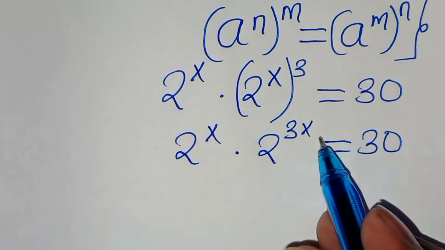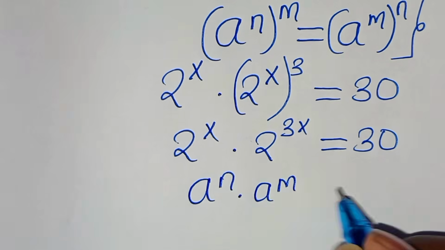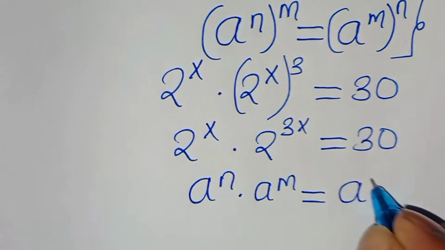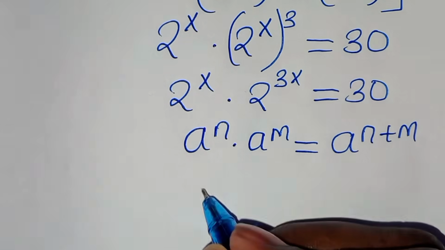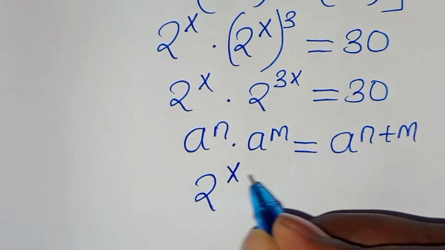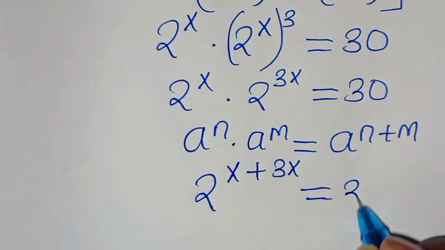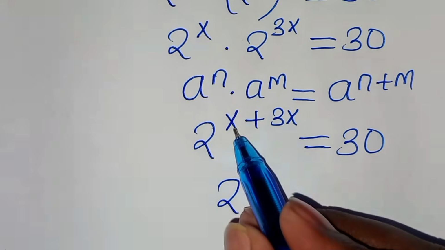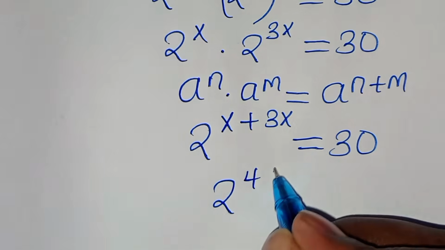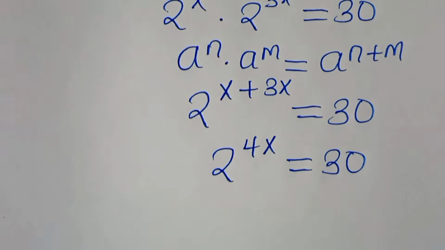Now this is in the form of a to the power of n times a to the power of m, which we can express as a to the power of n plus m. So this is to mean that we have 2 to the power of x plus 3x. This is equal to 30. So we have 2 to the power of x plus 3x, this is 4x. And this is equal to 30.